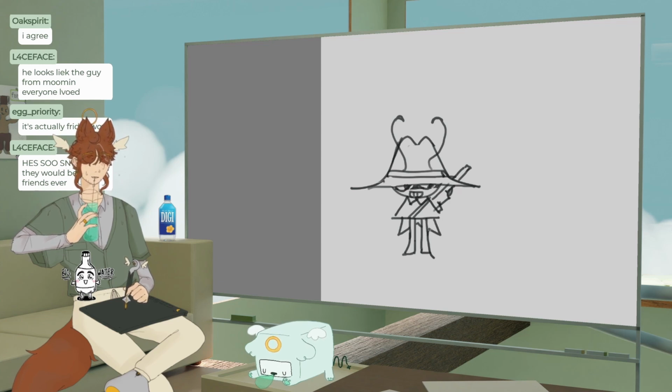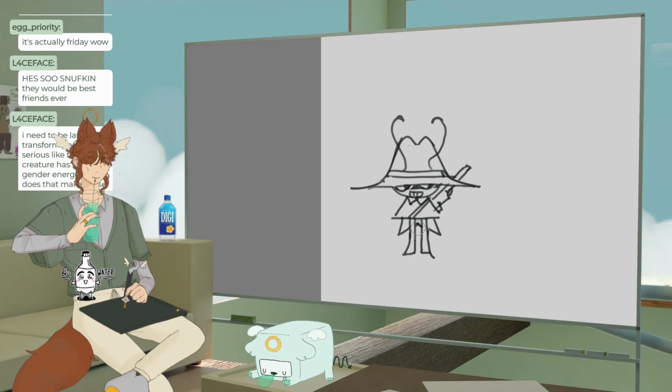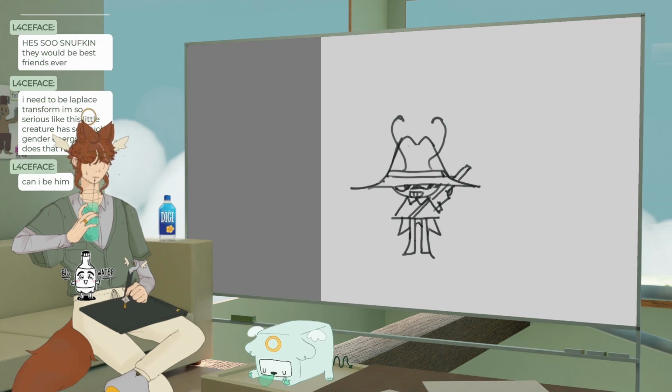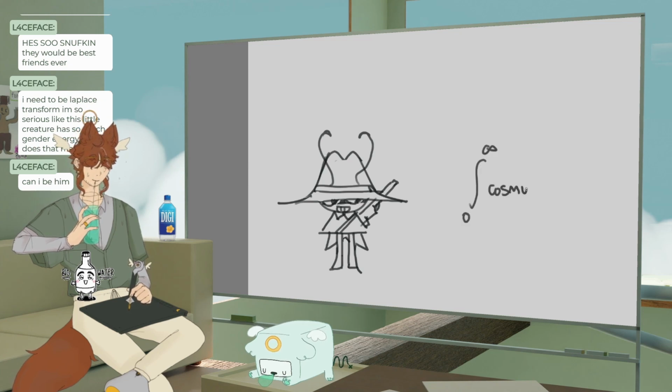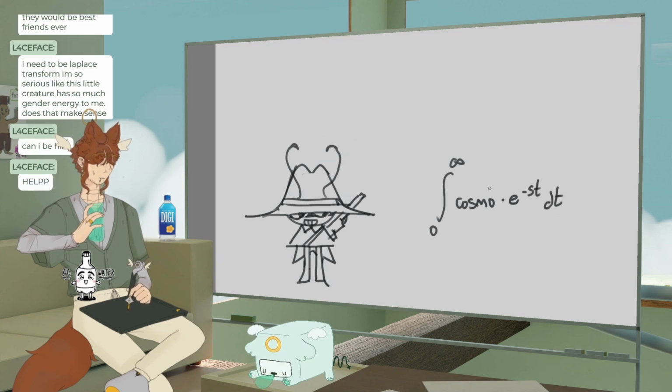I don't know, I just feel like there's a lot of differential concepts that are kind of like bugs to me. They're on a small scale, you know? I need to be this Laplace transform. I'm so serious. This creature has so much gender energy. Can I be him? Yeah, I got you, Cosmo. Let me get you one second. I'm getting you in there. You're becoming him. There we go.